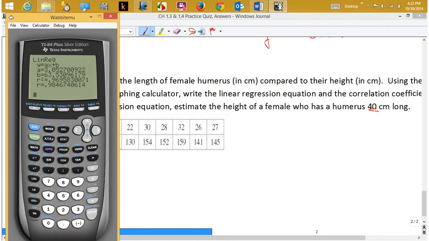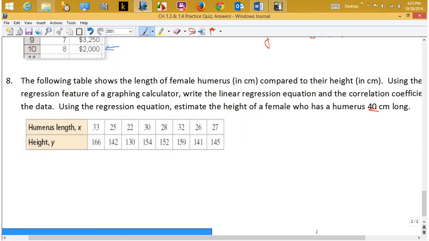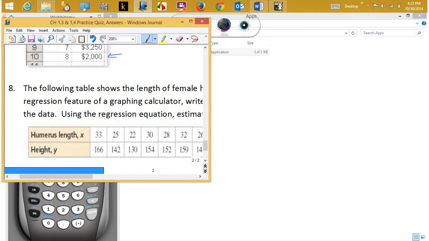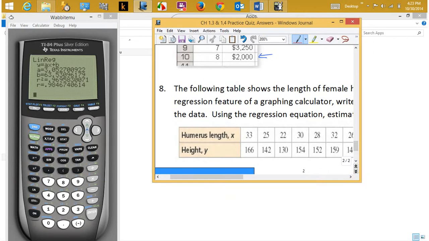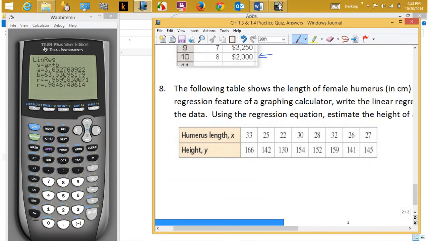And it gave me my values here. So what we see, we got y equals ax plus b. That's the equation of the line where a would be the slope and b is the y-intercept. So we can go ahead and write down the equation of the line. Okay, so the equation of the line would be y is equal to 3.05x plus 63.5.